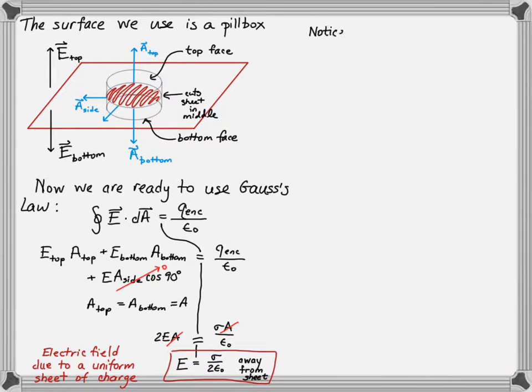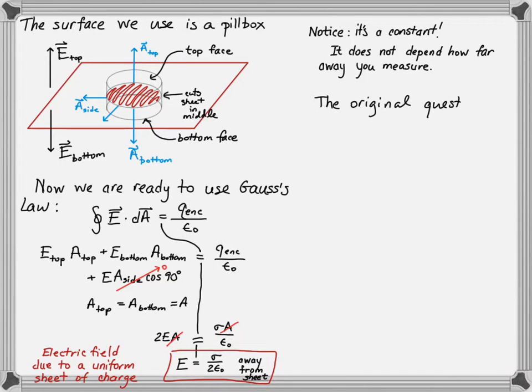In the original problem, it actually did say something very specific, so I'll write one more form. But a couple things to notice. It's a constant. It does not depend on that h. Even though there was an h in the initial problem, you notice there's no h in our final answer. There's only a sigma, which is a constant for this particular problem, and an epsilon naught and a 2. All of those things are constant. So our final answer for electric field is constant.